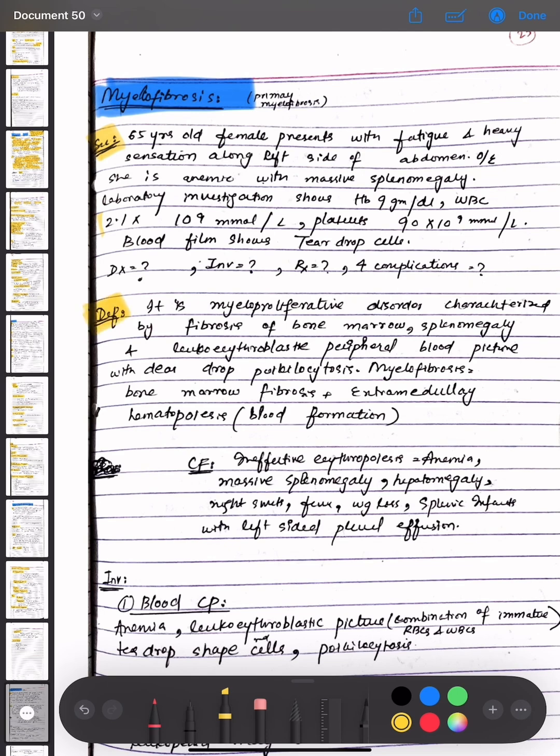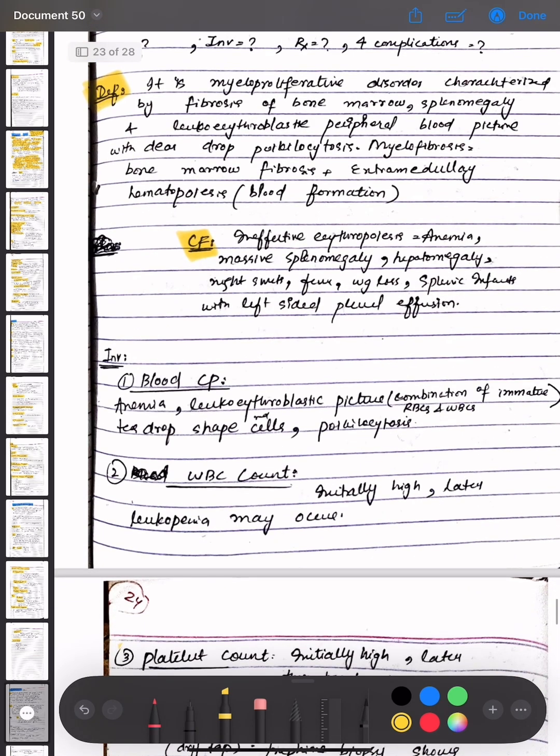The definition of myelofibrosis is that it is a myeloproliferative disorder characterized by fibrosis of the bone marrow, splenomegaly, and a leukoerythroblastic peripheral blood picture with teardrop poikilocytosis. Myelofibrosis involves bone marrow fibrosis and extramedullary hematopoiesis, that is blood formation. The clinical features are ineffective erythropoiesis, that is anemia, massive splenomegaly, hepatomegaly, night sweats, fever, weight loss, and splenic infarcts with left-sided pleural effusion.